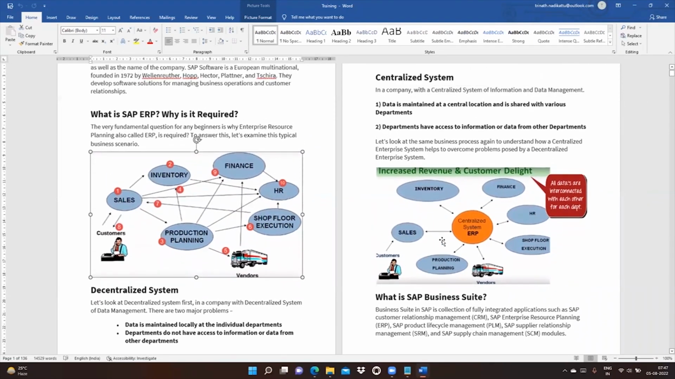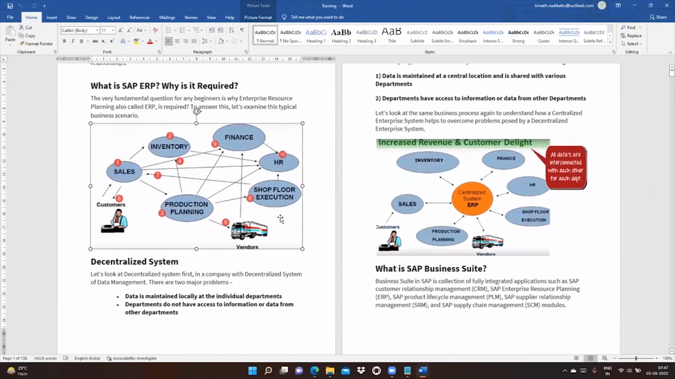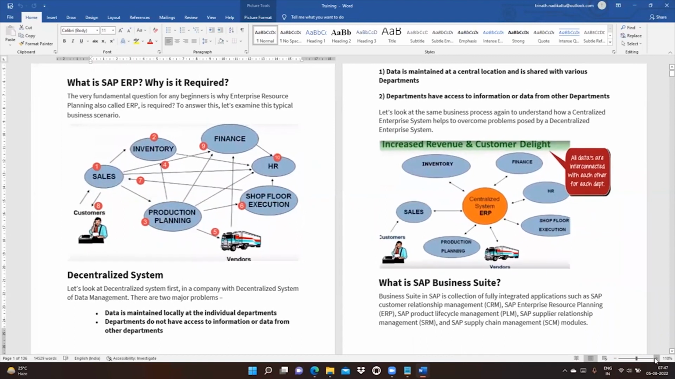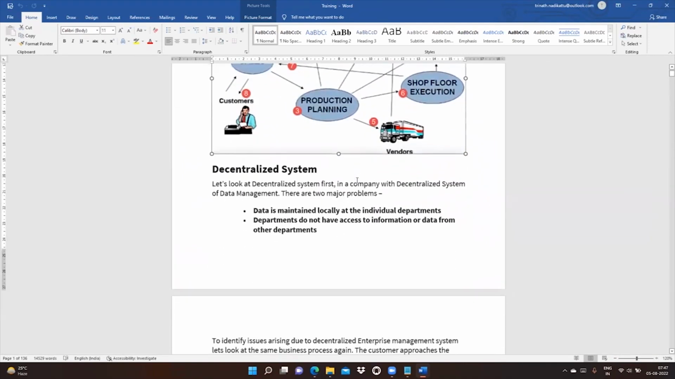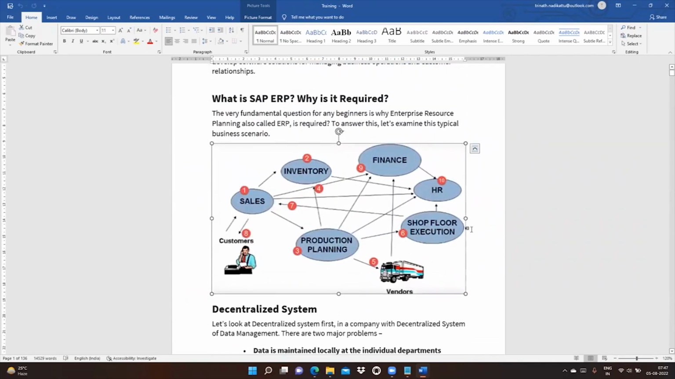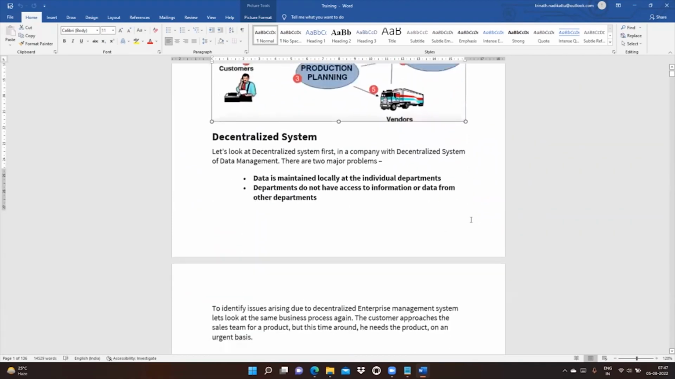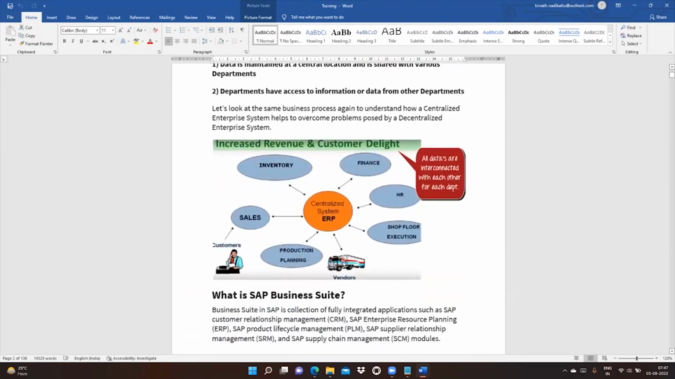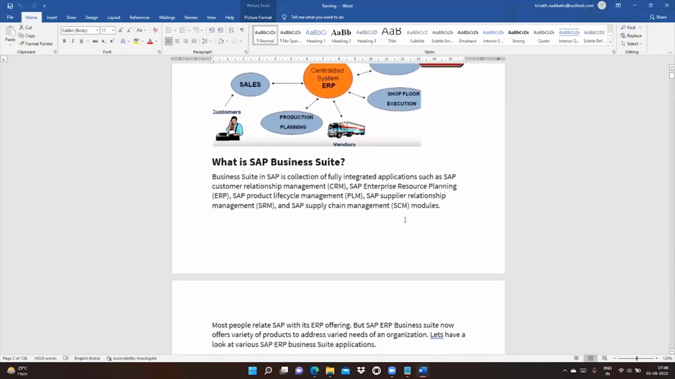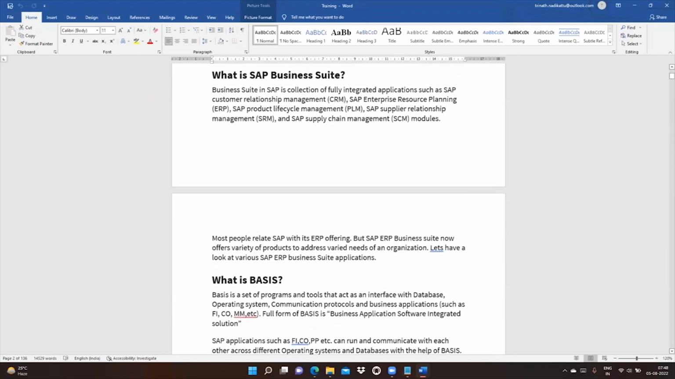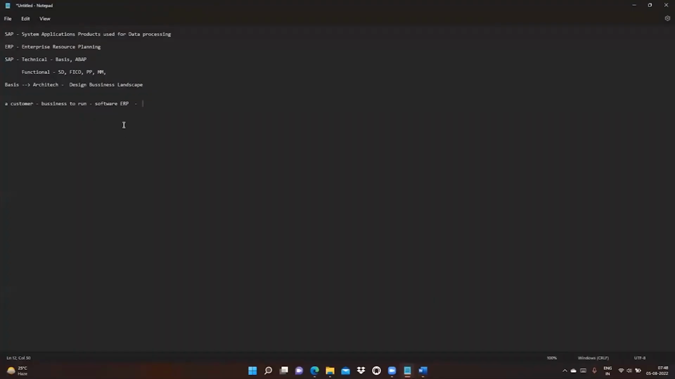As I said, we have two different types. One is the centralized, and the other is the decentralized. Initially, we evolved from the decentralized system to the centralized system. Data is stored centrally and can be fetched by any department. You got an idea about how business runs, because this is the basic. Based on this only, you will understand the further topics.